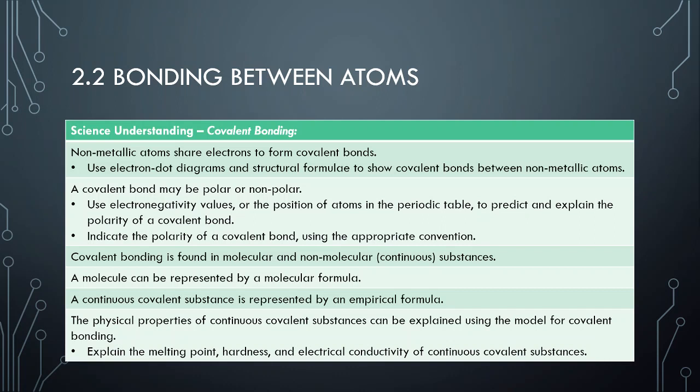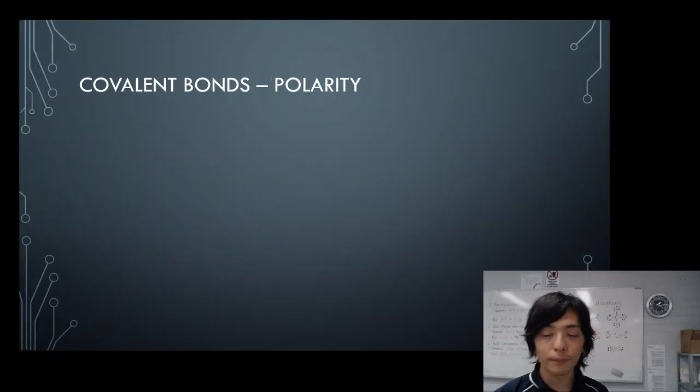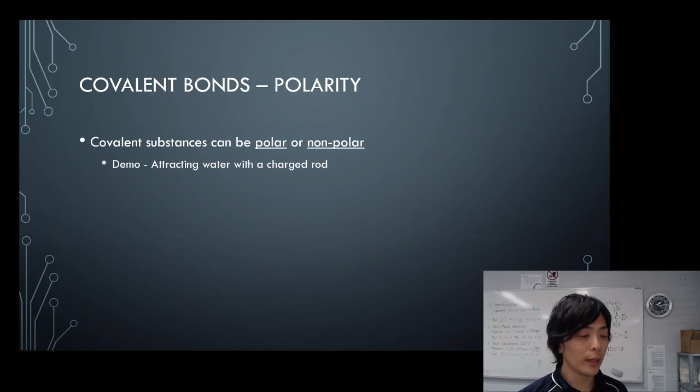The slide that I will be using is the polarity part. So yeah, 46 onwards. All right, here we go. So firstly, covalent substances can be polar or non-polar, and at the same time, if you look into just bonds within molecules, they can be polar or non-polar.